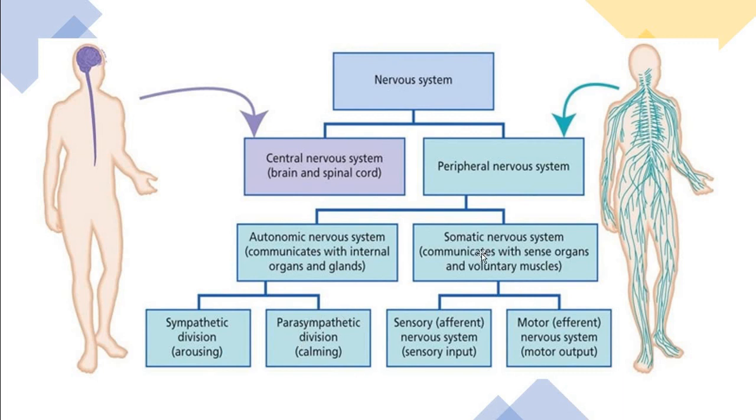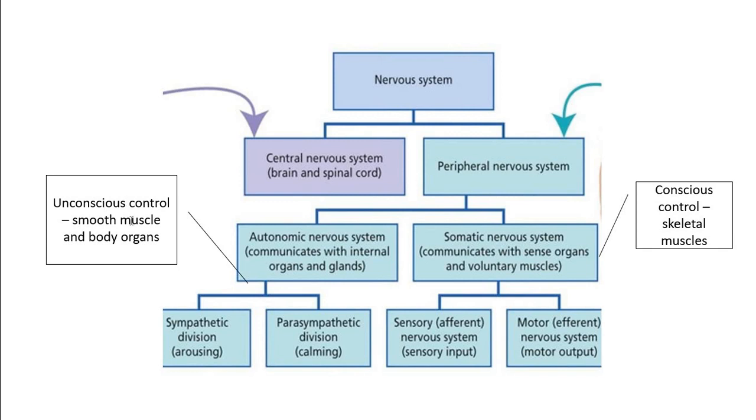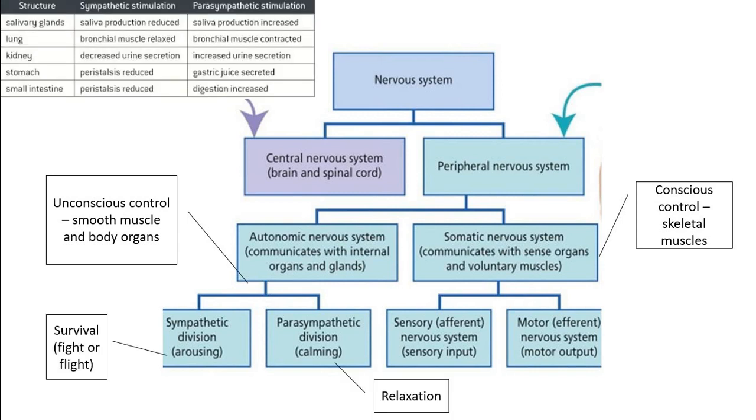Okay? You've also got the somatic nervous system, and think of this as voluntary, conscious control. This is looking at controlling the skeletal muscles within our body. So we've got autonomic, unconscious, and we've got somatic, which is conscious control. And then finally, some examples that I've taken from the textbook to show you.